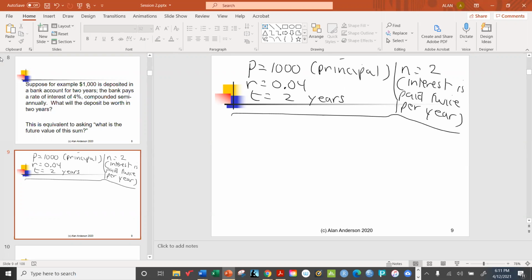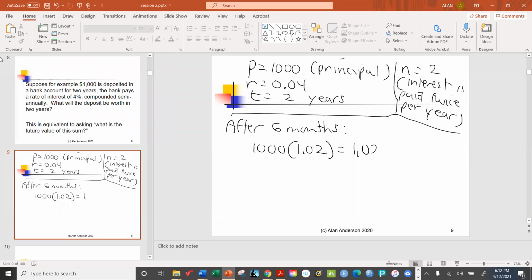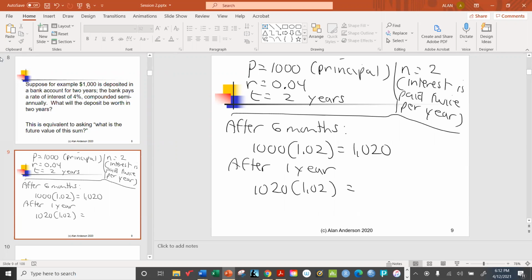So how much will we have in this bank account? After 6 months, we start with 1,000, and then the bank is going to give us half of 4%, and that's going to leave us with $1,020. It's 2% because it's only 6 months, half of 4%. After 12 months or 1 year, we'll have 1,020 multiplied by 1.02. If you multiply that out on your calculator, you'll end up with $1,040.40.